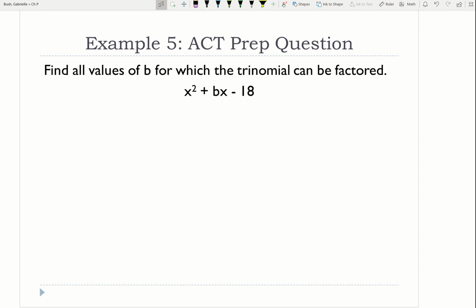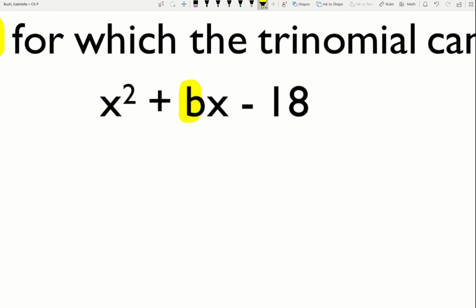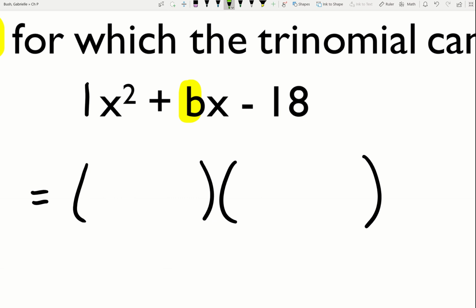Find all values of b, which where is there a b at? It looks like there is a b right here, for which the trinomial can be factored. Okay, so we have this trinomial here. For all values of b, we need to find, what makes this be able to factor, right? Well, one of the things that I'm noticing here is that in this trinomial, the leading coefficient is simply just 1. So if this does factor, thinking about foiling backwards, the first terms, when I multiply my first times my first as my F in FOIL, I need to make an x squared, so that is going to be the reason why I'm going to have x and x there.